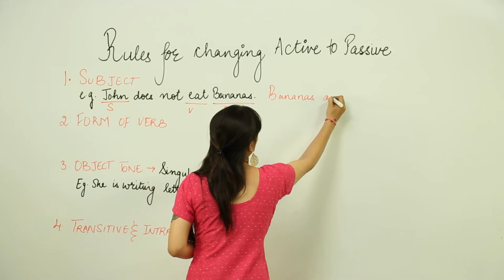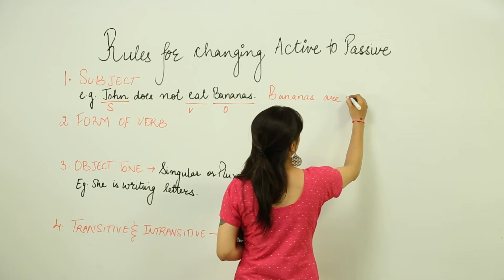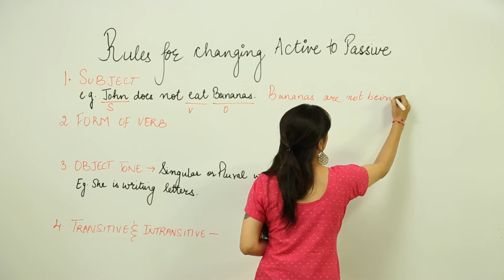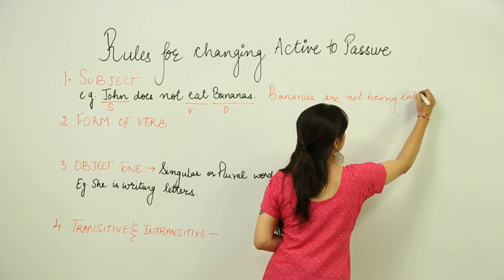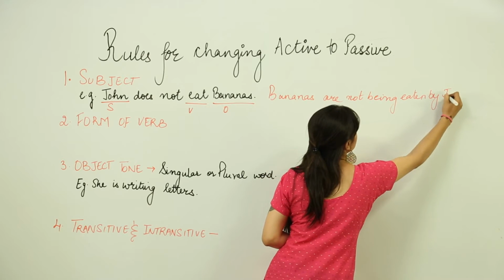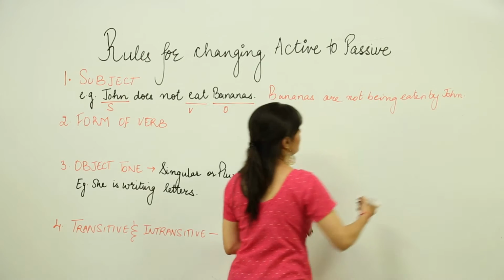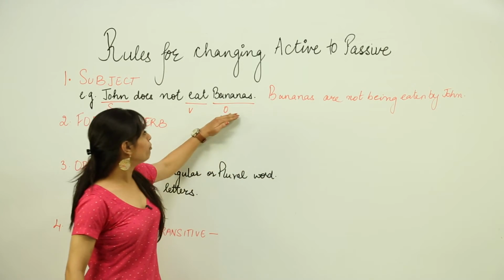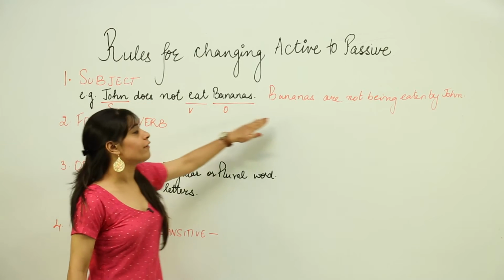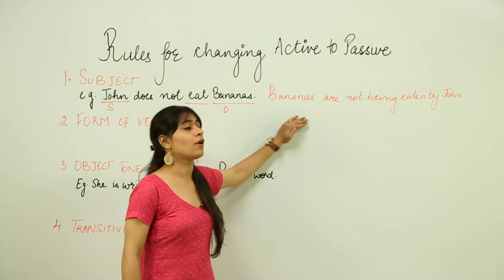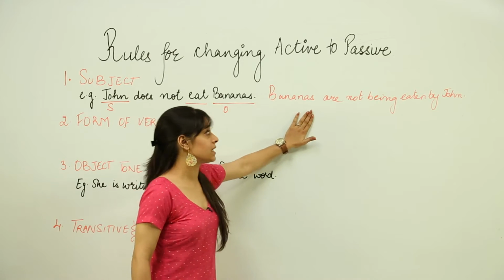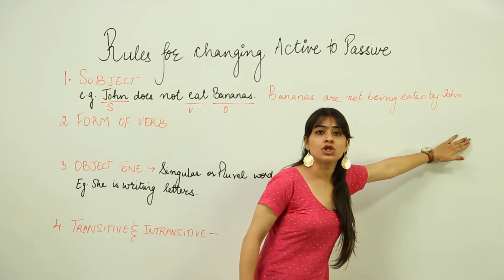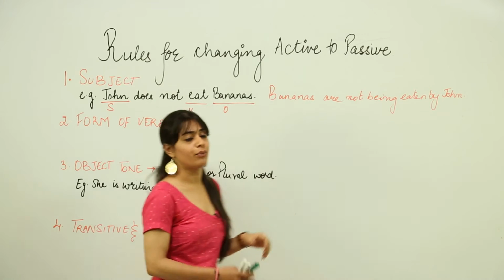Bananas are not being eaten by John. Now in this case, bananas, the object, has taken the place of the subject, that is right in the beginning of the sentence, and John has been replaced by the position of the object in the passive voice.